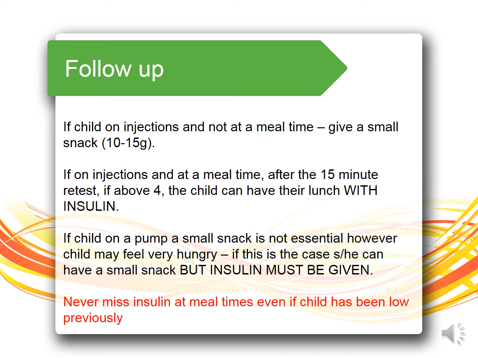If the hypo has happened just before lunch, then once the blood sugar is above 4 at the 15-minute mark, the child can continue with their lunch, but they must have their insulin with it as they normally would. Otherwise, the glucose will spike later on.